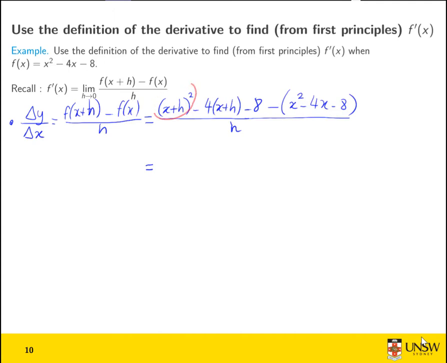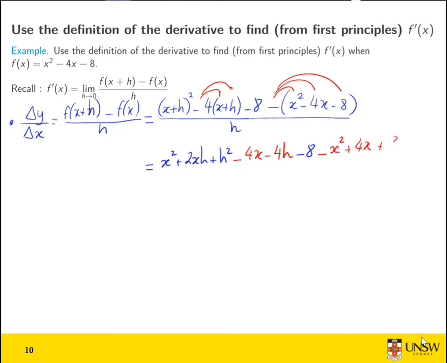So for the first term, we will use the perfect square formula. That gives us x squared plus 2xh plus h squared. Then we can distribute this negative 4, and we're going to get minus 4x minus 4h, and then we get the minus 8, and then we can distribute this negative sign again, and that's going to give us minus x squared plus 4x plus 8.